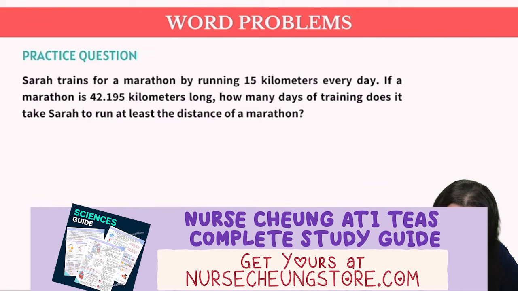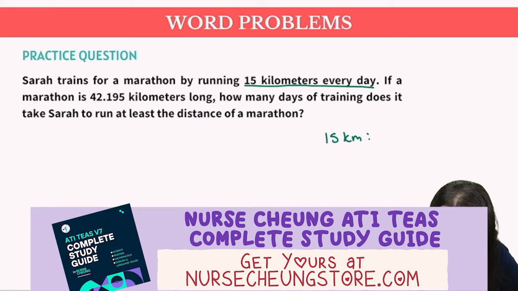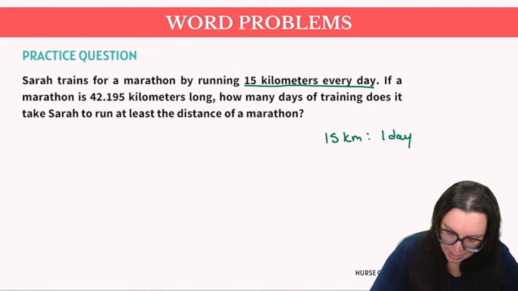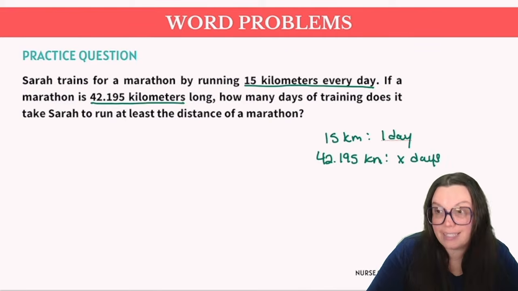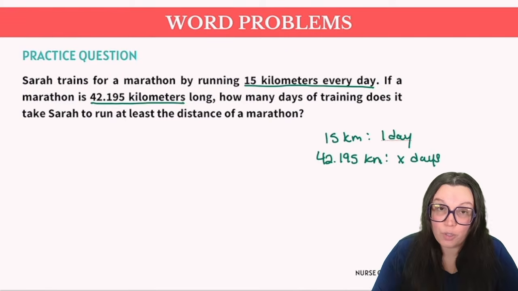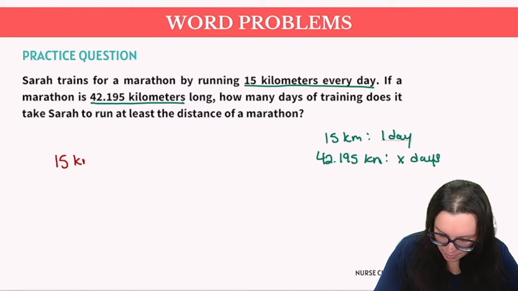So we have 2 numbers here. We know that she runs 15 kilometers every day. And then our second number is we know that a marathon is 42.195 kilometers, and we need to figure out how many days it's going to take Sarah to run this. So we're just going to plug this into an equation. So we're going to have 15 kilometers over 42.195 kilometers is equal to 1 day over x days.